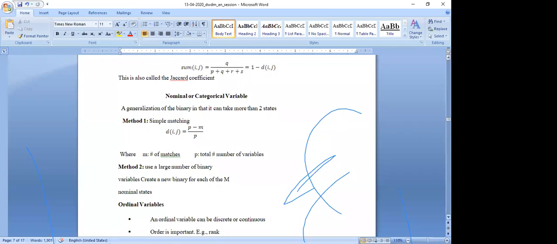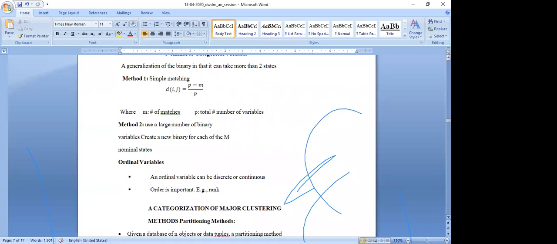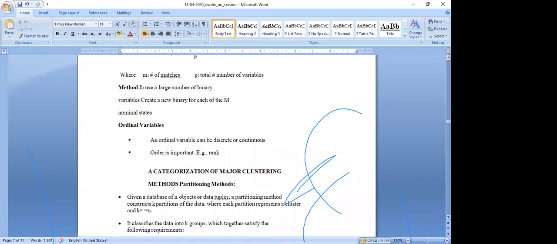Next are ordinal variables. Ordinal variables can be either discrete values or continuous values. When we are considering ordinal variables, the order is important. For example, ranking should be considered. That means we should give importance to ranking. So we have seen clustering and the types of data in clustering.